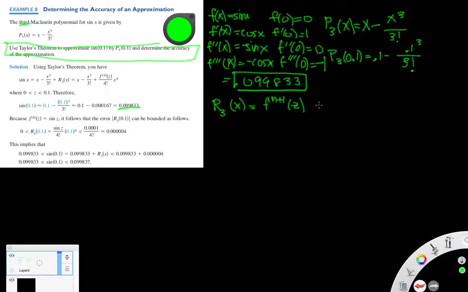And we multiply that by x minus c to the n plus 1 power, all over n plus 1 factorial. That's the formula. Well, this is actually supposed to be an n, but in this case, n is equal to 3. So this is the general formula. R sub n of x is equal to this generally. Now we're going to plug in the 3, because we know that n is equal to 3 in this case.